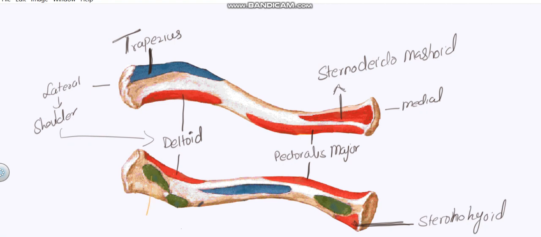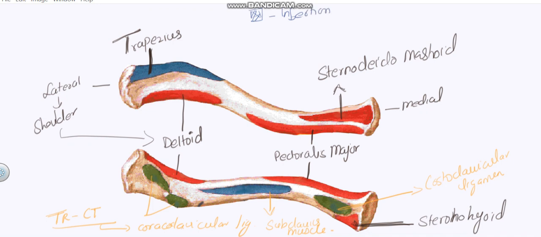The green portion indicates the ligaments. So here we have the trapezoid ridge and conoid tubercle of the coracoclavicular ligament, and right here we have the costoclavicular ligament. Here, as said, we have the subclavian groove, so by default we have the subclavius muscle. The blue one, always in anatomy, is the insertion, and the red one is the origin, and the green one is for the ligaments.